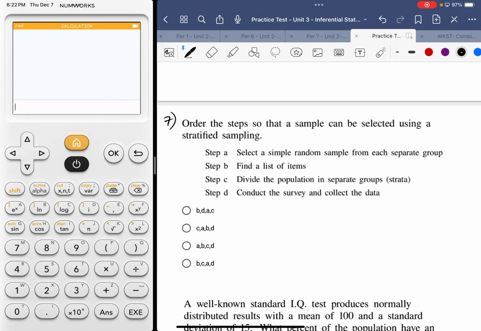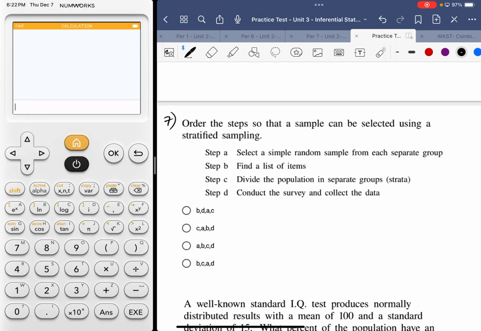Let me just read through the options here, or the steps. Stratified sample again, so that's the one where you have your population, you break them up into groups, you pull from within each group, and then you compile it all into one sample. Right, so we have select a simple random sample from each separate group. Well, probably not if we haven't created the groups yet. Find a list of items. Divide the population into separate groups.